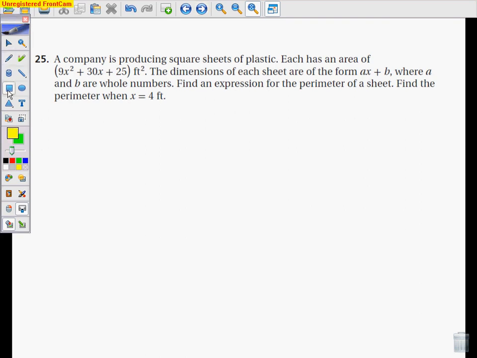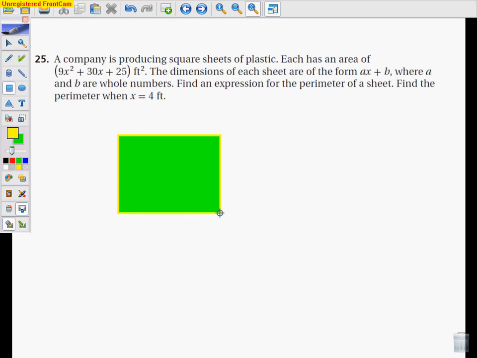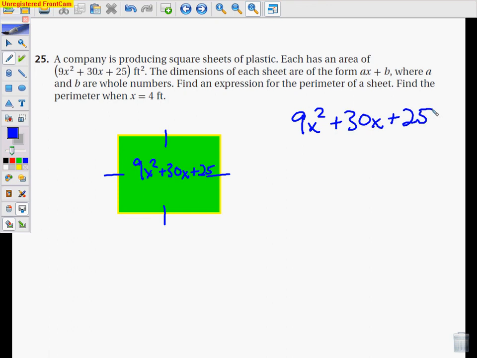Well, first thing, let's talk about the fact that we know that this square sheet of plastic is a square. So that means that all the sides are the same. And we know that the area is 9x squared plus 30x plus 25. All right, from there, what I would do is factor your area. Okay, so if you take your 9x squared plus 30x plus 25, there's no GCF that comes out of all of them. So here, A is 9, B is 30, and C is 25.